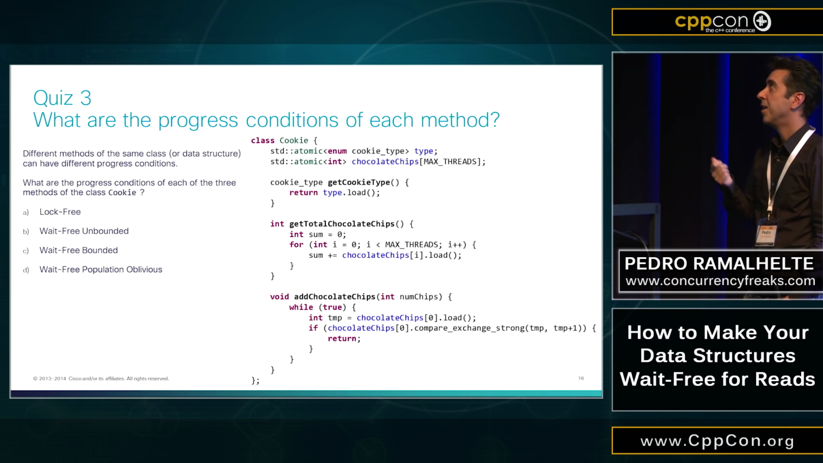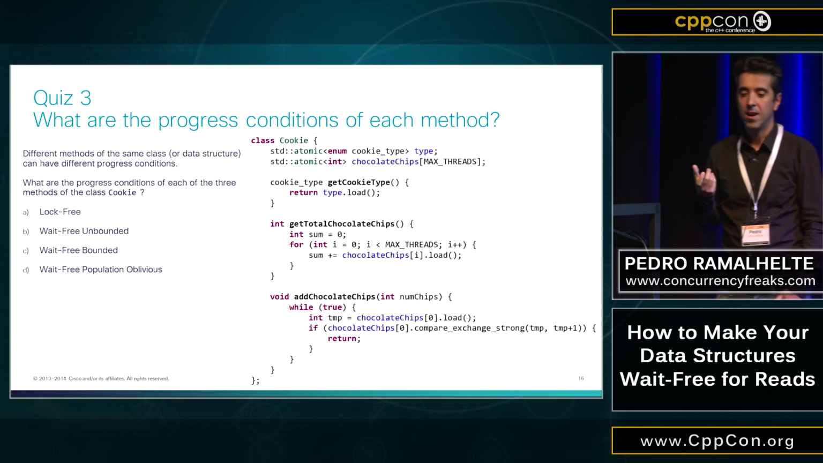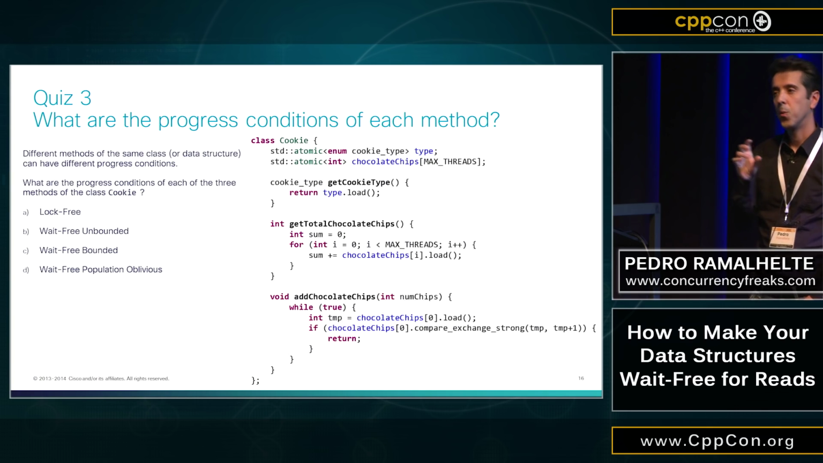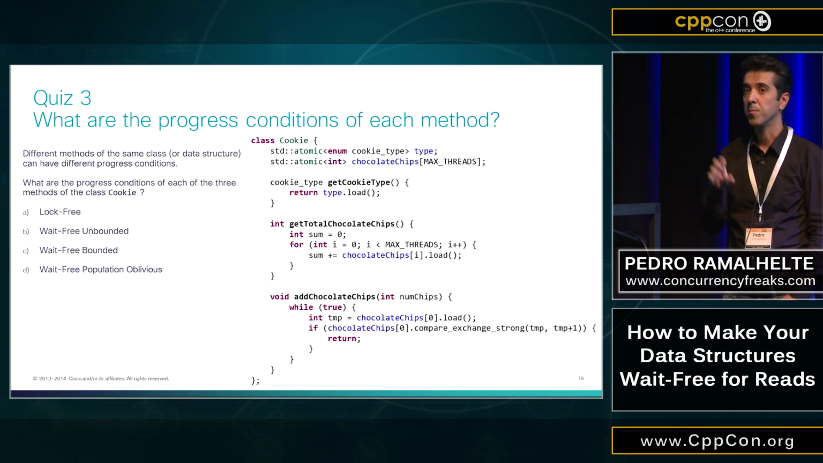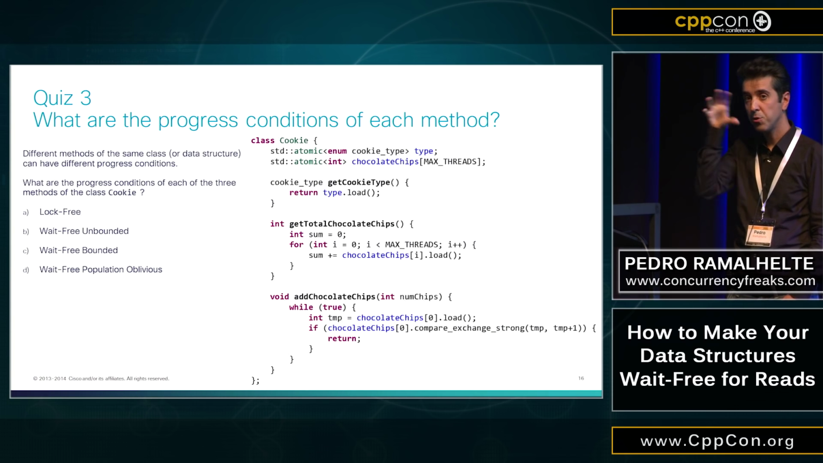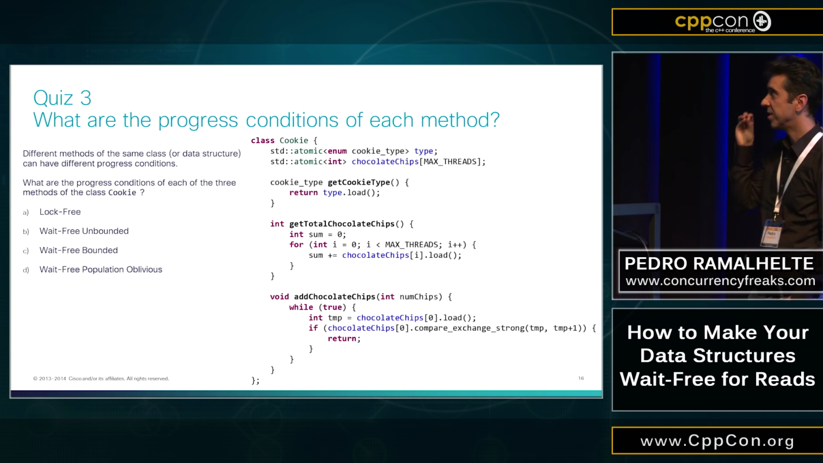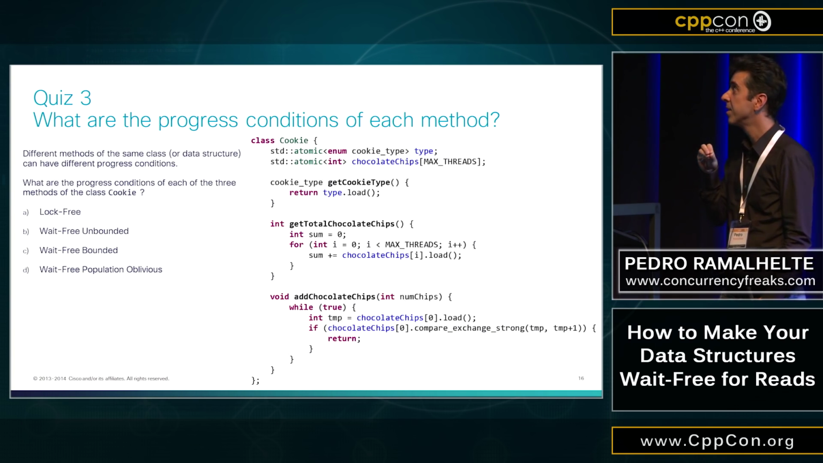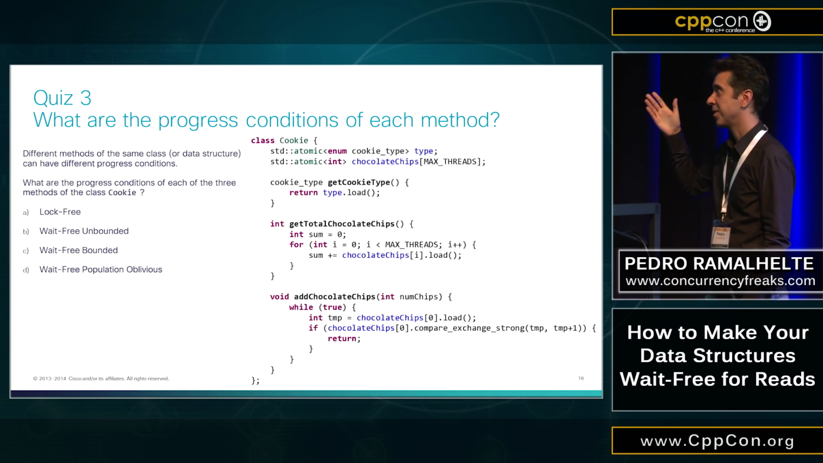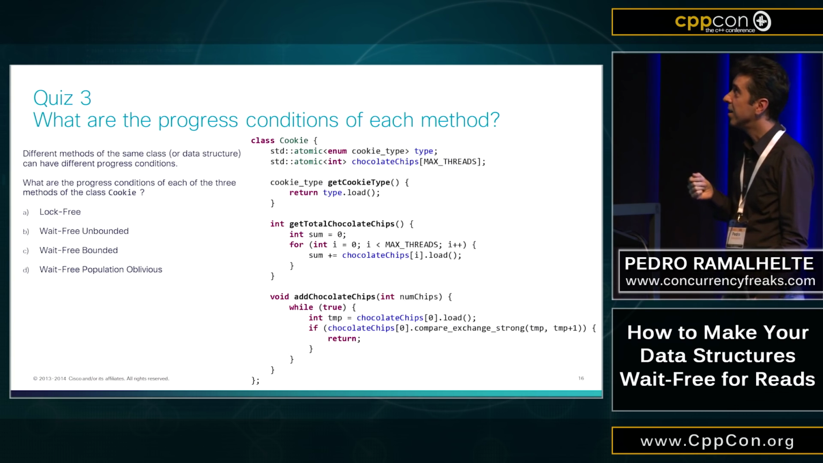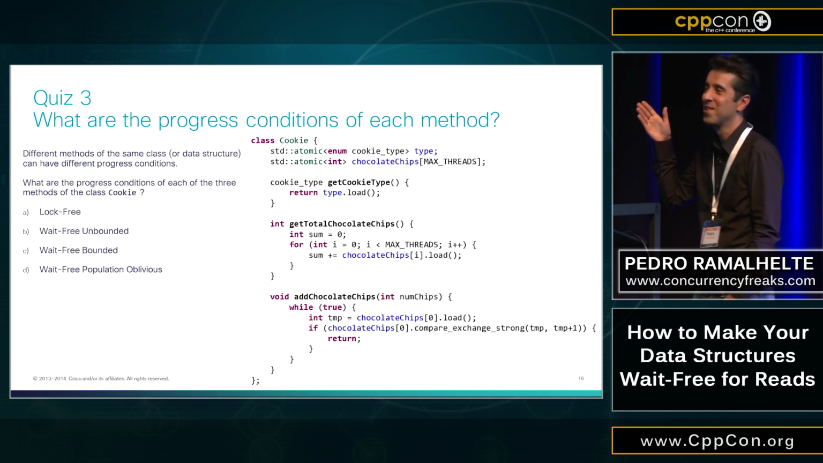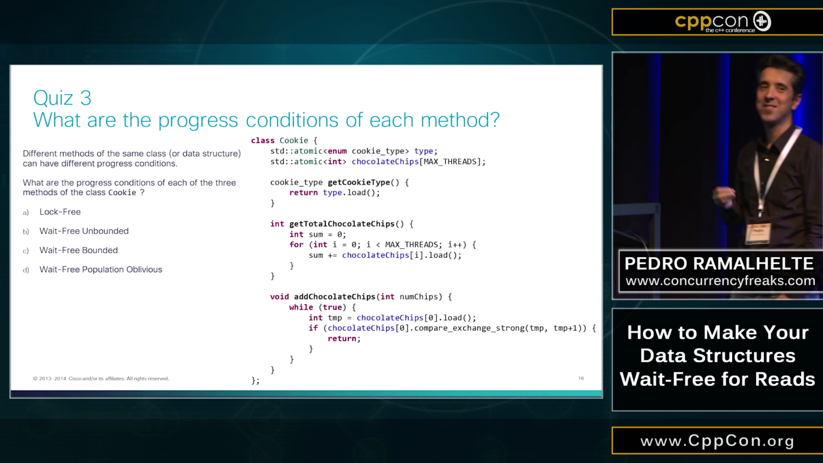Another thing that people usually say is, oh, this data structure is lock-free. Well, if you say that the data structure is lock-free, then you're implying that all the methods in that data structure must be at least lock-free. Because the progress condition is something that you associate with the method, not with the whole class. Even though you need the whole object, you characterize it for a method. So in this case, I artificially created a class called Cookie, and you have three methods. Now I would like you to think about what the progress conditions of each one of these methods are.